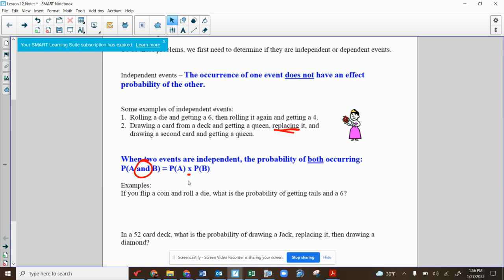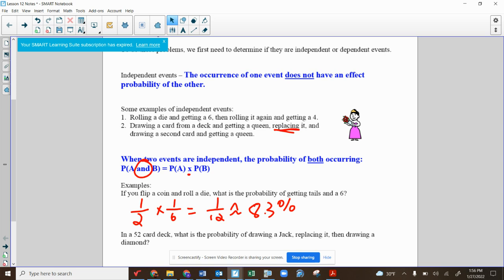All right, so first example: flip a coin and roll a die. What's the probability of getting tails and a 6? The probability of getting tails is 1/2. I then roll a die, which has no bearing on what happens with the coin, and that would be 1/6. I'd take those two and multiply them together, and that would be 1/12, which, if you put that in the calculator, is approximately 8.3%.